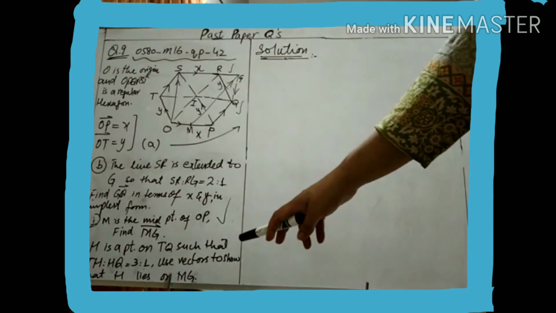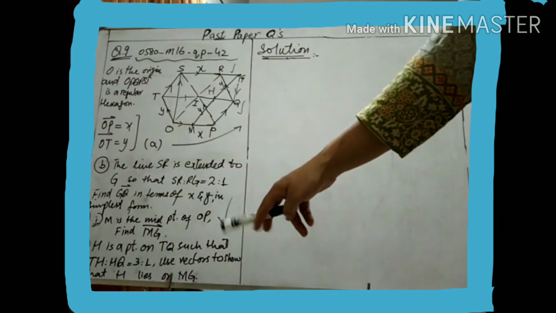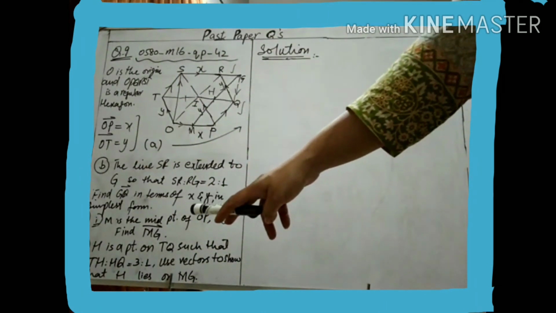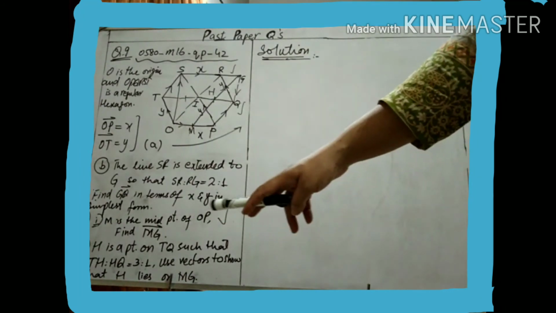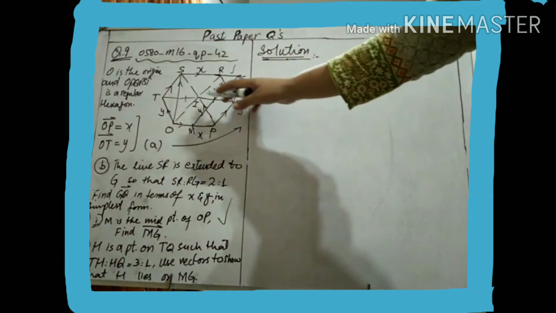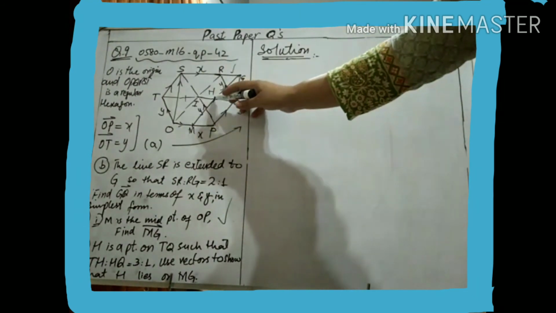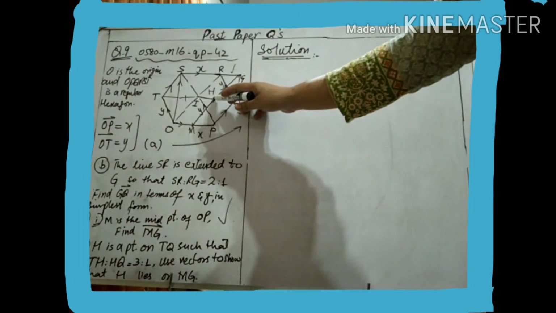Now the second part of C. H is a point on TQ, such that TH and HQ are in the ratio of 3 and 1. Use vectors to show that H lies on MG. H is on the line TQ, and we are going to prove that it also lies on the line MG. So it must be here, and it is 1/3 of TQ. So this is H.